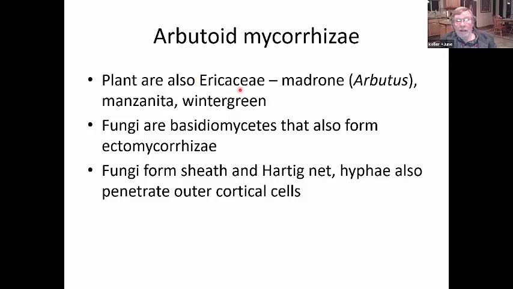Plants are also in the Ericaceae, and this includes things like madrone, which is arbutus, manzanita, and here we are at the manzanita, which we're interested in around here, and wintergreen. Here, the fungi are basidiomycetes that also form ectomycorrhizae. So the fungi will form a sheath and a Hartig net, like we saw in the ectomycorrhizae, but the hyphae also penetrate into the cells in the cortex. So they're a little bit different than the ectomycorrhizae in that they actually do penetrate into the cortex.